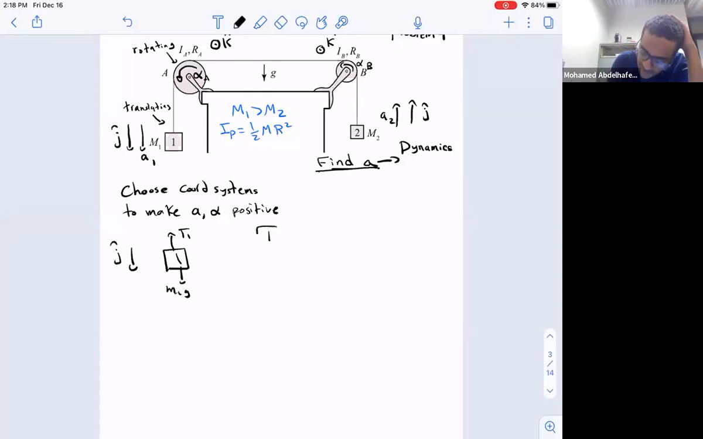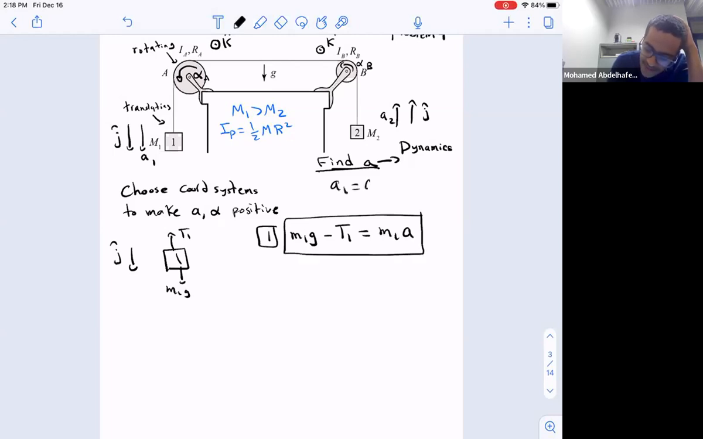So for object one, this is the equation. It's M1G, which wins, is positive, minus T1 is M1A. That's your first equation. And I'm just saying A1 is A2 is A. They all have the same magnitude of acceleration because they are connected directly and all the pulleys are fixed. Any question about equation one?